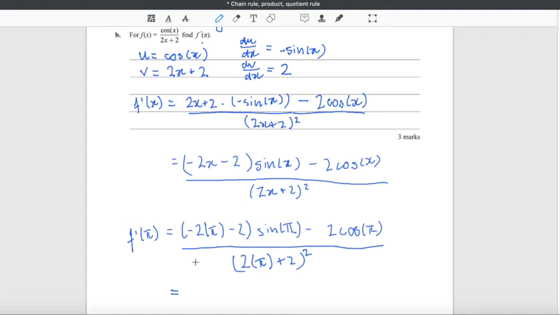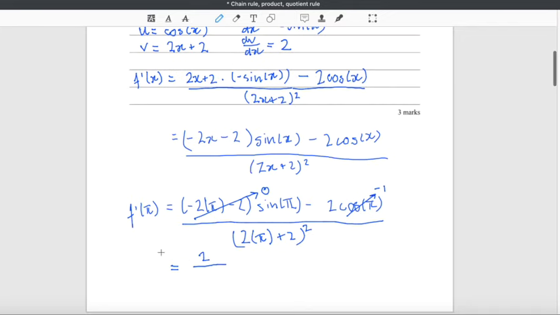Simplifying this down gives us, well, minus 2 pi minus 2. We'll think about that in a second. Well, what's sine of pi? Sine is our y values on a unit circle. Pi is halfway around the circle, so that's going to be 0. So this whole term's going to go to 0. Cos of pi is minus 1. Minus 2 times minus 1 will give us positive 2 on the top, divided by 2 pi plus 2 squared.